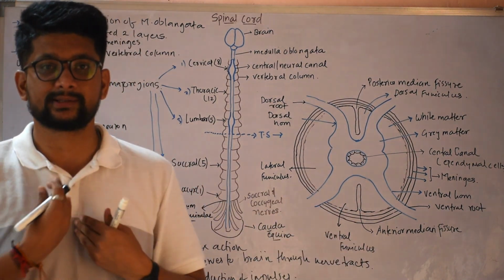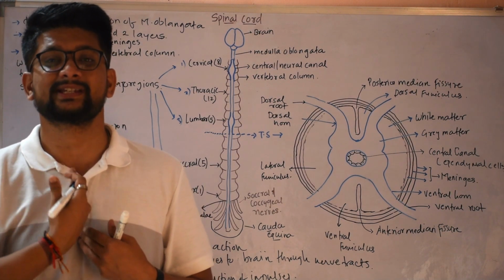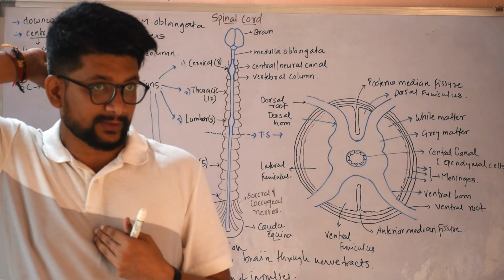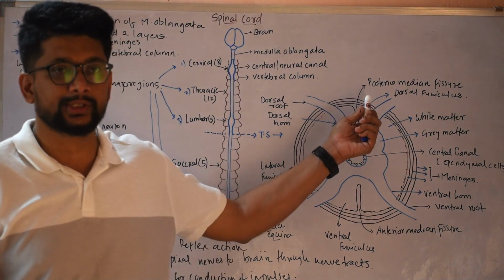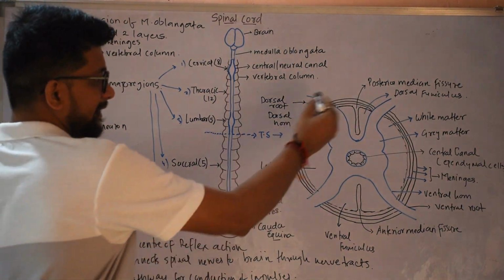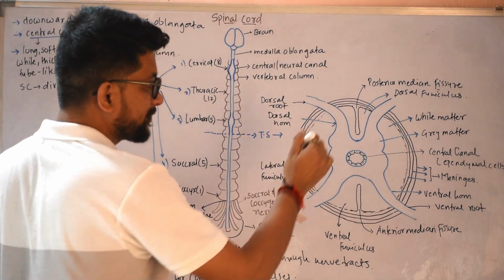When I stand like this, the part of this region towards which the spinal cord faces is the anterior part, and the part which faces backward is the dorsal part or the posterior part. So in the TS, starting from the fissure part, the fissure is basically the depression which comes over here.